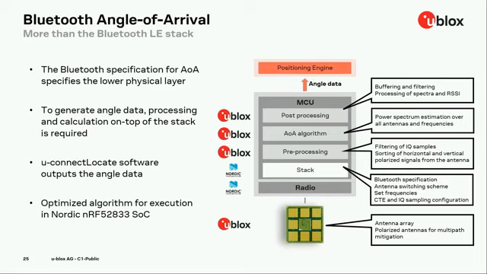And these IQ samples enter the u-connectLocate software, where the angle of arrival algorithm kicks in and performs all the intense measurements. After some post-processing, what comes out of the Nina B411 is the final angle that you can use for your application as you see fit. It can be just displaying the direction of the tag, or it can be a more complex system like a positioning engine that performs triangulation and, alongside the angles that come from other anchor points, determines the exact position of the tag.